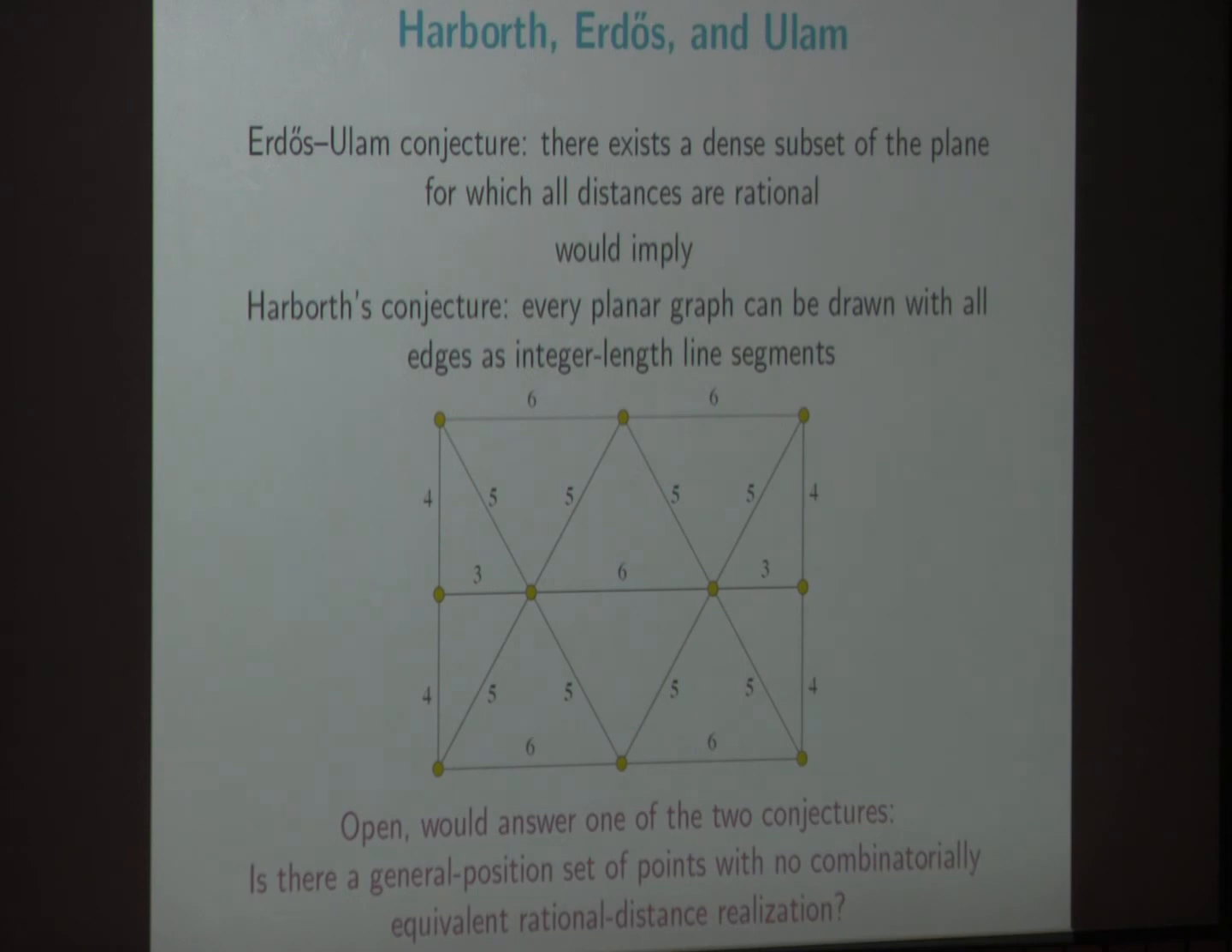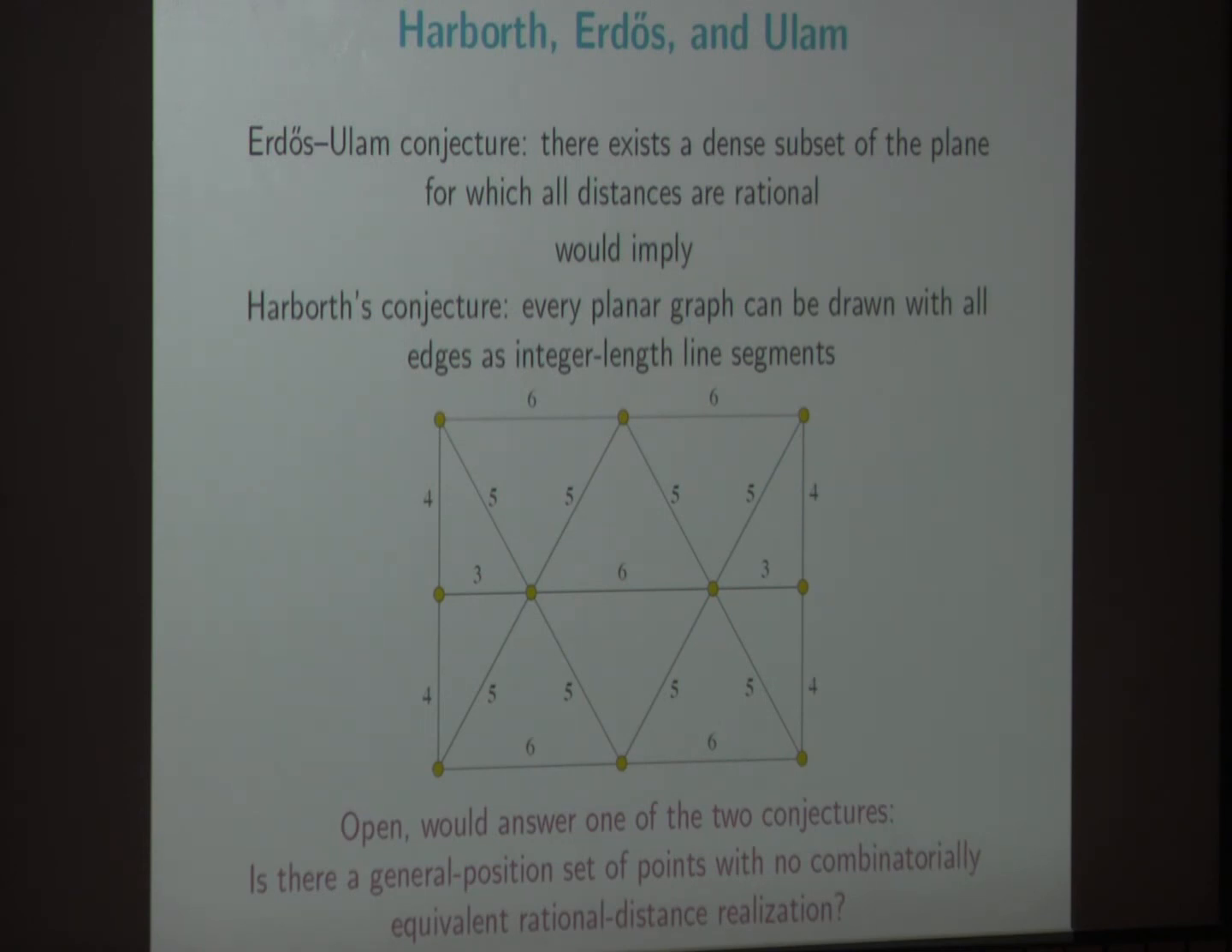And so there are some intermediate questions between the two that I think are very interesting. And here's one of them. Is there any general position subset of points in the plane that has no combinatorially equivalent integer realization? If there is such a general position point set that can't be realized, then the Erdős-Ulam conjecture would be false. Because if there were a dense subset of the plane, we could use a subset of it to realize any finite general position set.